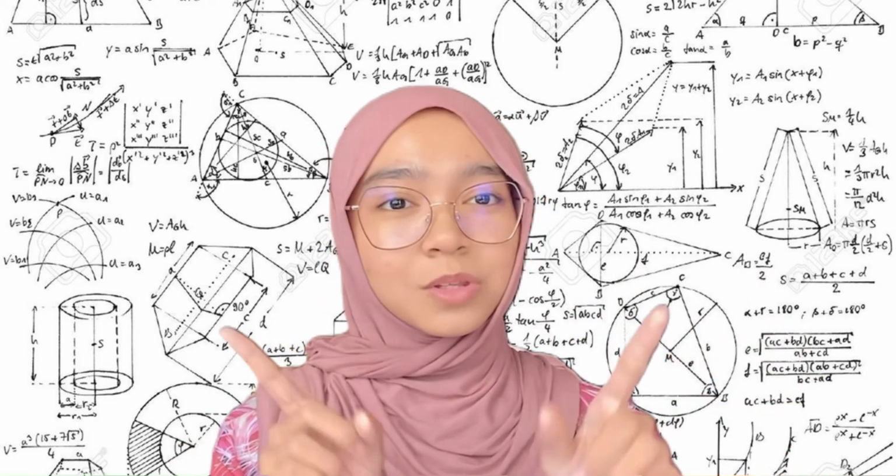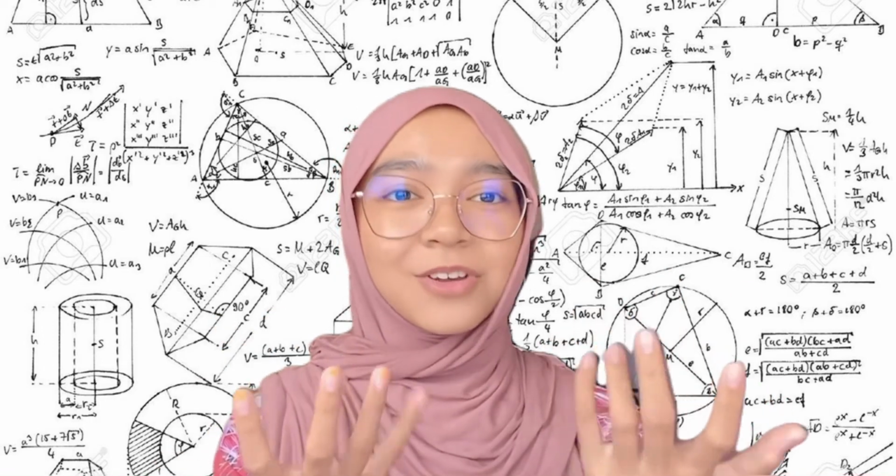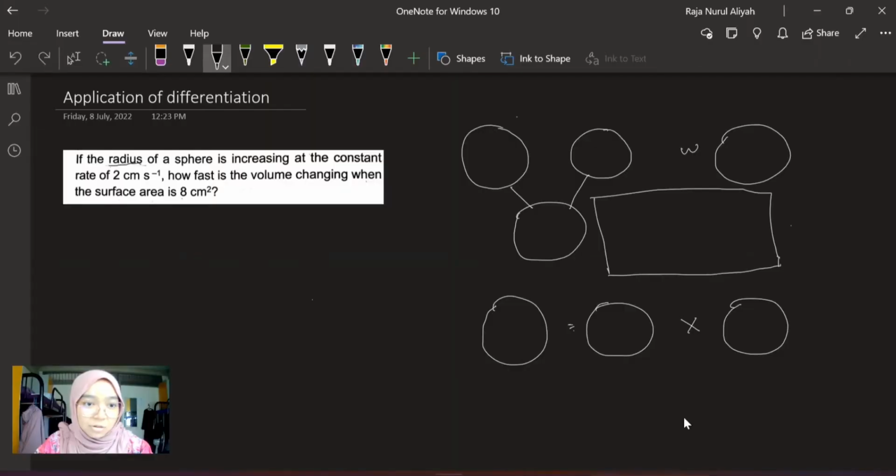Now let me show you the basic question on the application of differentiation. The radius of a sphere is increasing at a constant rate of 2. How fast is the volume changing when the surface area is 8?